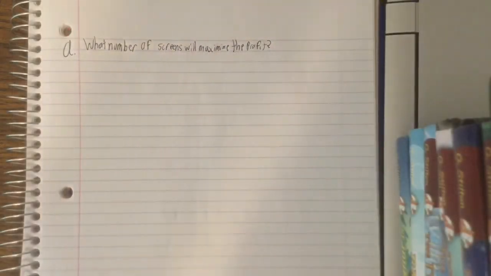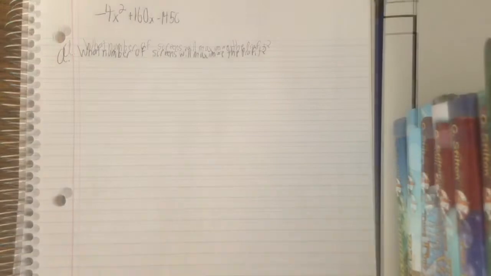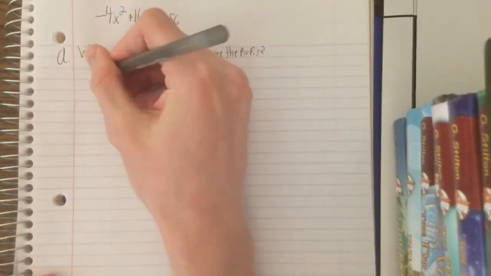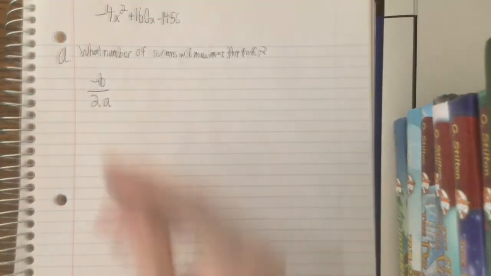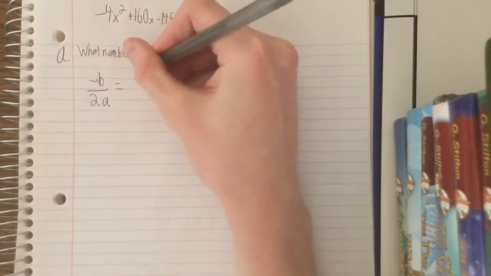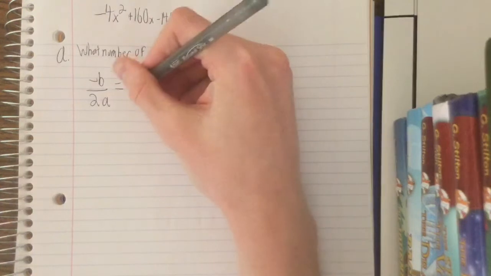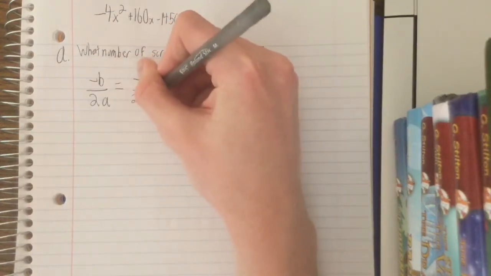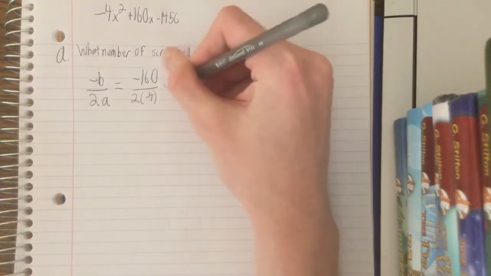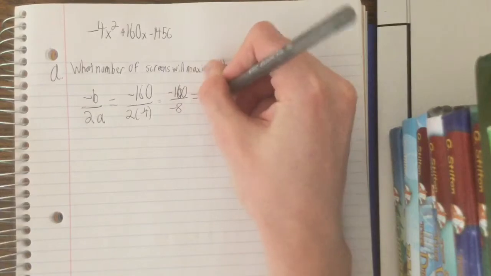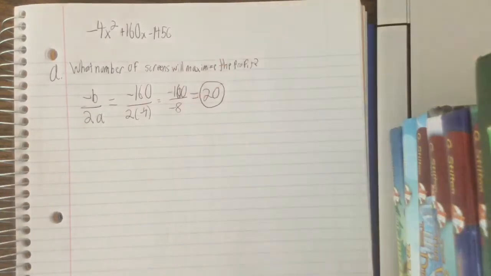A. What number of screens will maximize their profit? In order to find the maximum profit in a polynomial function, we have to use the formula negative b over 2a. In this polynomial function, b is 160 and a is negative 4, so we divide negative 160 by negative 8. This will get our final answer, which is 20. So 20 will maximize the profit.